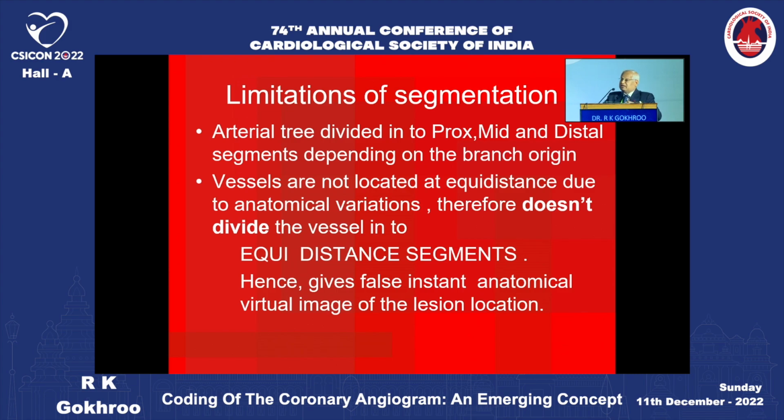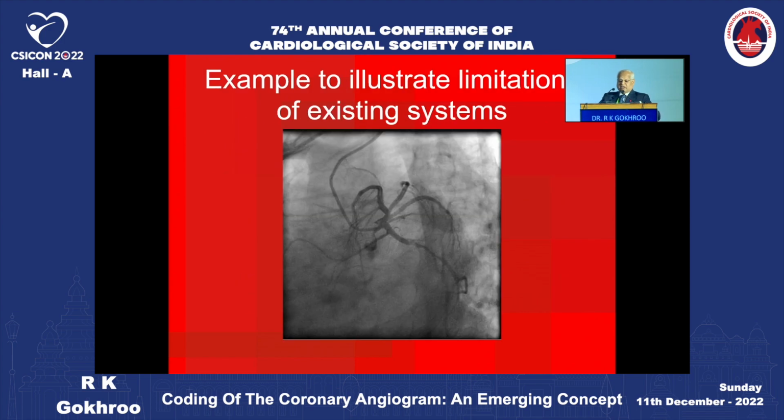So the limitation of arterial segmentation is that the arterial tree divides into proximal, mid and distal segments depending upon the branch origin. You say middle is between D1 and D2. Vessels are not located at equidistance due to anatomical variations, therefore this does not divide the vessel into equidistant segments. Hence it gives a false instant anatomical virtual image of the lesion location, and because of that you have to look at the various angiograms on the computer system.